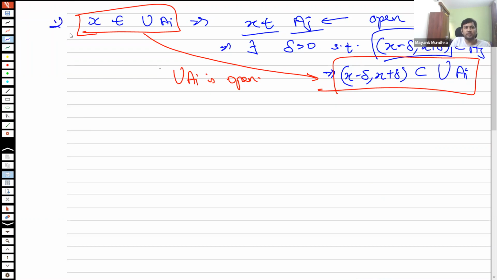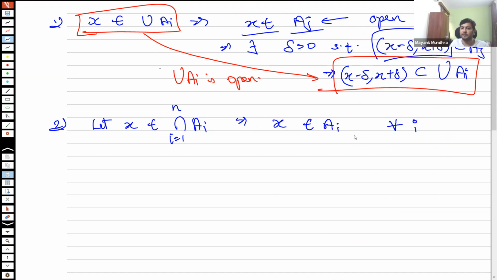So this is part one. Let's look at part two. Let X belong to the intersection of Ai for i equals 1 to n. What this means is that X belongs to Ai for all i. For every element in this collection of sets, X should be in that set. There should be no element of this collection which does not contain X.